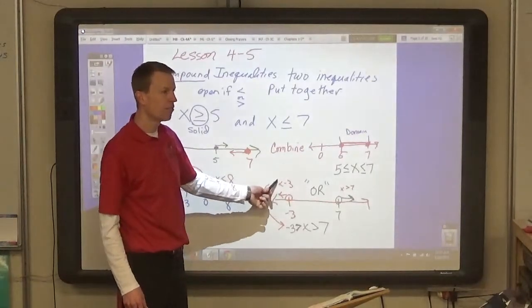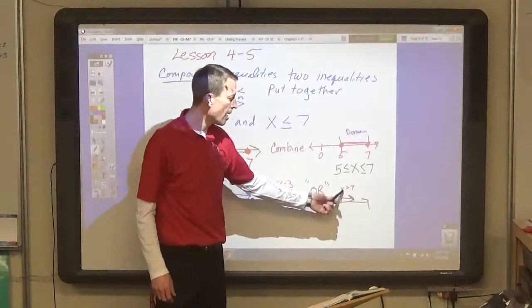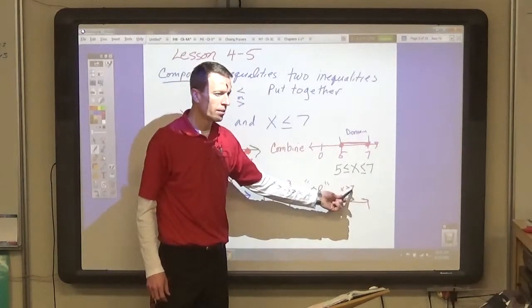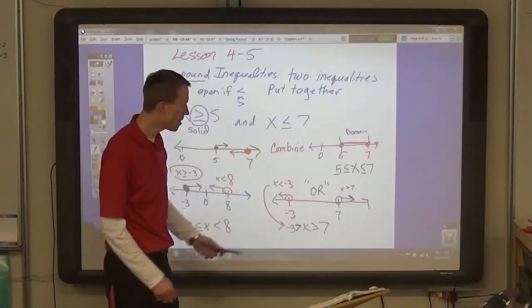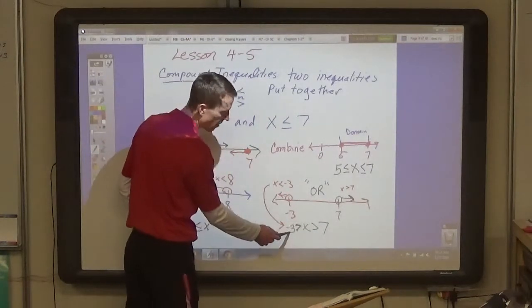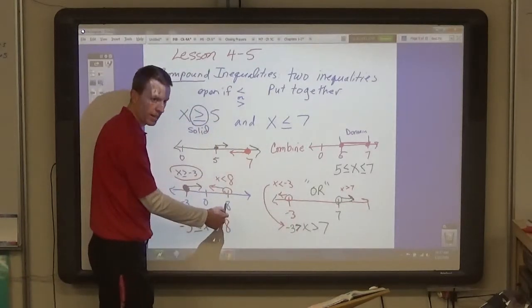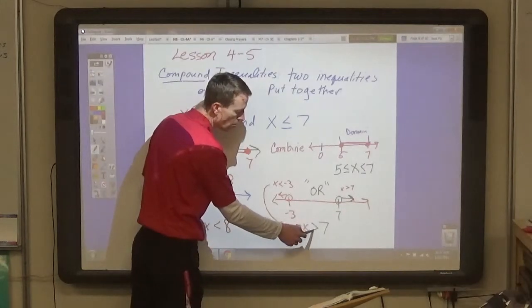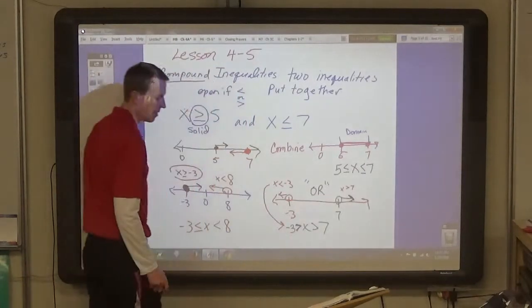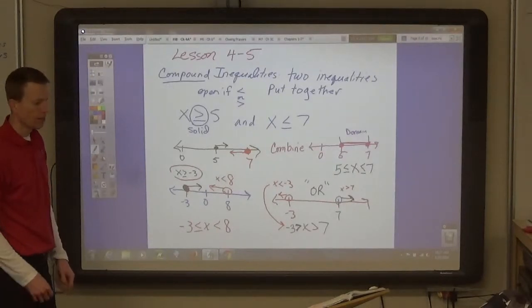X is less than -3, or x is greater than 7. Okay? So in this case, we'd have to say that -3 is greater than x, because x is to the left of -3, or x is greater than 7. And that's how you combine those.